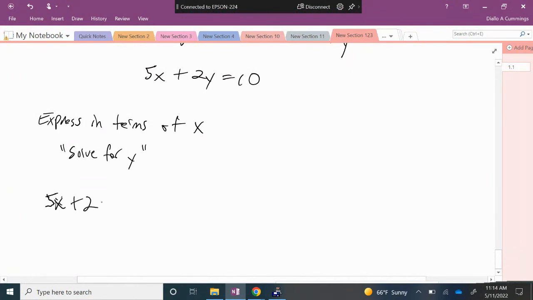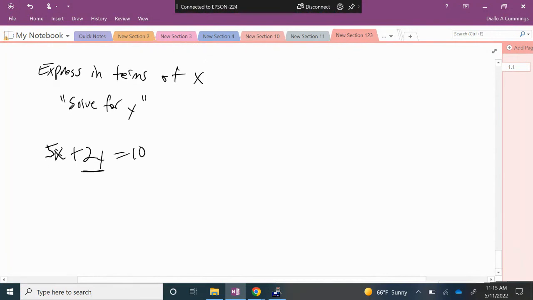So 5x plus 2y equal to 10. The first thing I'm going to do is locate the side of the equation that contains y. Right, so y is on the left-hand side. Since I've located the side which contains y, 2y, I'm going to take 5x, which is totally unrelated to the y term, and transpose or move it to the other side. So I have 2y is equal to negative 5x plus 10.